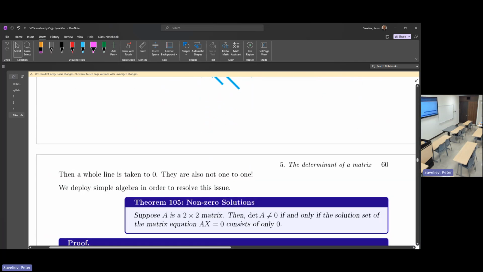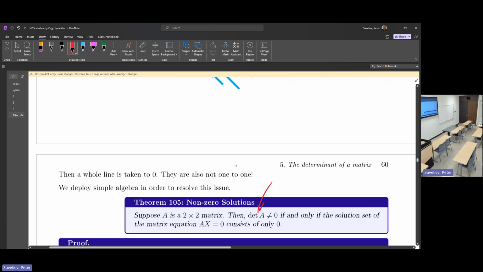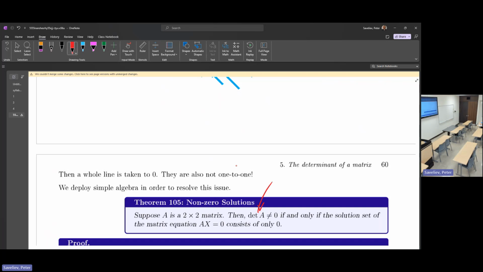So that's the answer. We have a 2x2 matrix, and the determinant is not equal to 0 if and only if the solution set consists of only 0. Once again, it's easy to forget: determinant equal to 0 is bad, and determinant not equal to 0 is good.